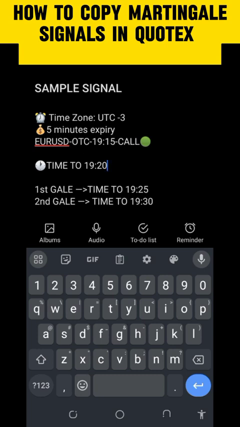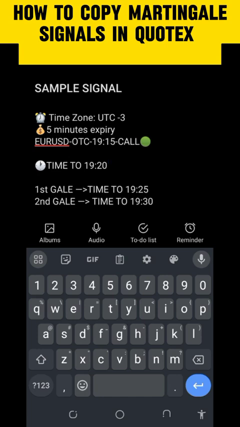Now if you are still losing the first gale, which should end by 19:25, you have to also prepare by doubling the amount you started the first gale with. So you began with $10. In the first gale, you increase it to $20. In the second gale, you increase it to $40. You should click up at exactly 19:25, so that the trade will run from 19:25 to 19:30.